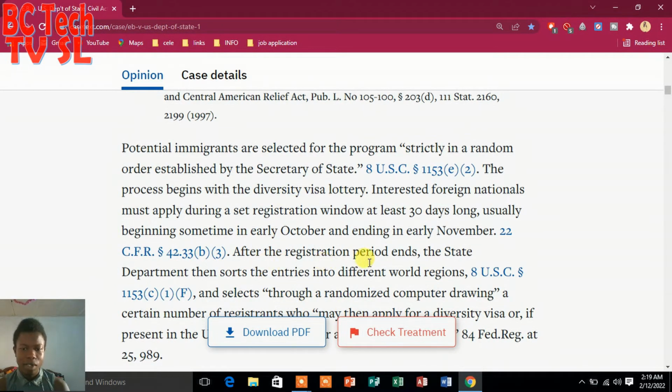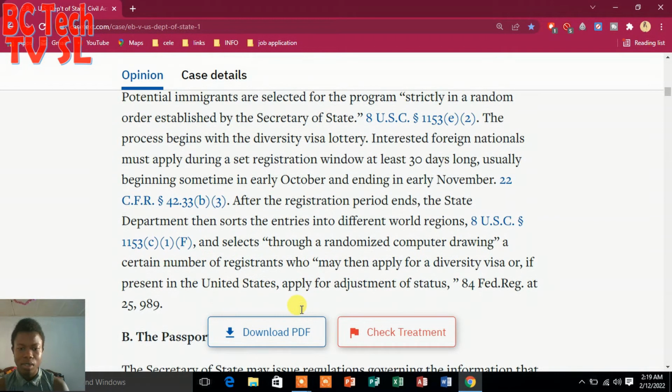After the registration period ends, the State Department then sorts the entrants into different world regions and selects, through a randomized computer drawing, a certain number of these registrants, who may then apply for a diversity visa, or, if present in the United States, apply for an adjustment of status.